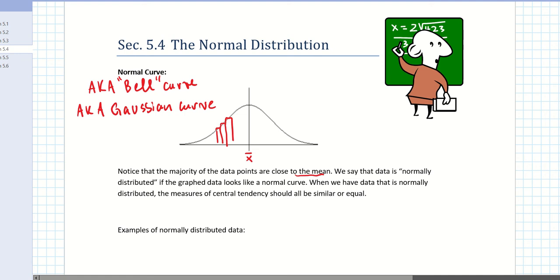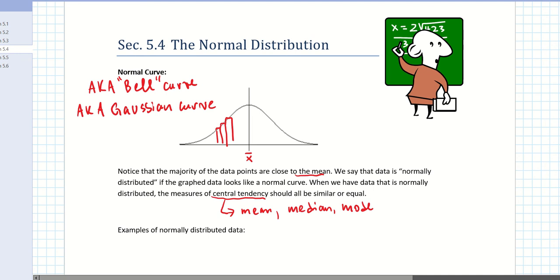We say that data is normally distributed if the graph of the data looks like a normal curve. When we have data that is normally distributed, that means that the central tendency measures should all be similar or the same. If you remember, the central tendency measurements are your mean, median, and mode. So if the data is normally distributed, all three of them are going to be equal or at least very close to each other. So the mean, the median, and the mode are going to be all very similar to each other. And again, they're going to be right in the middle.